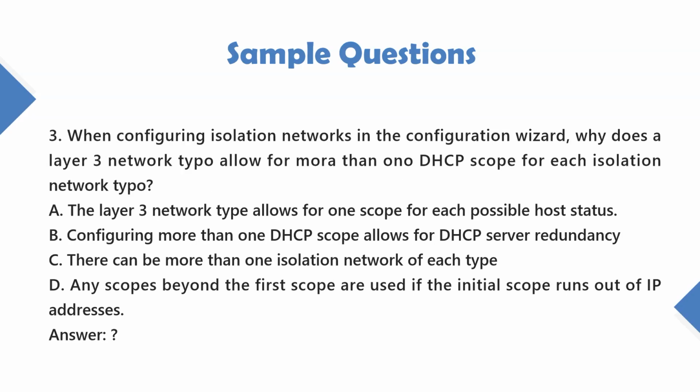3. When configuring isolation networks in the configuration wizard, why does a Layer 3 network type allow for more than one DHCP scope for each isolation network type? A. The Layer 3 network type allows for one scope for each possible host status. B. Configuring more than one DHCP scope allows for DHCP server redundancy. C. There can be more than one isolation network of each type. D. Any scopes beyond the first scope are used if the initial scope runs out of IP addresses.